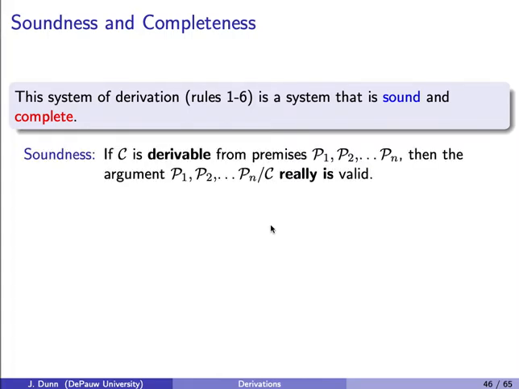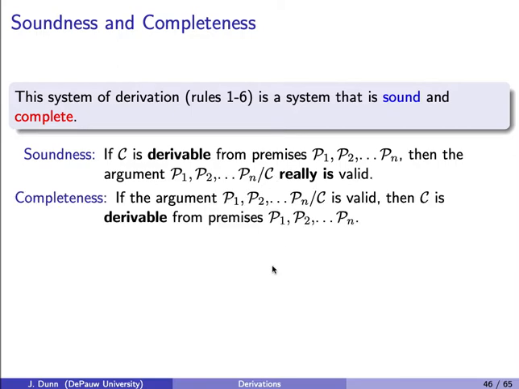To say that a system of derivation is sound means the following. It means that if some formula C is derivable from some premises P1 through Pn, then the argument that has those premises and conclusion C really is valid. That is, if you can derive a conclusion from some premises, then were you to do a truth table of that argument, you'd find out that the argument's really valid. Obviously, soundness is something we want. We don't want to be able to derive things that are not themselves really valid arguments.